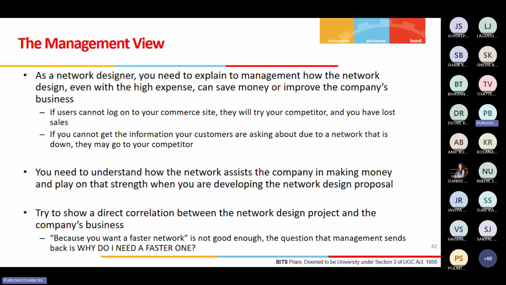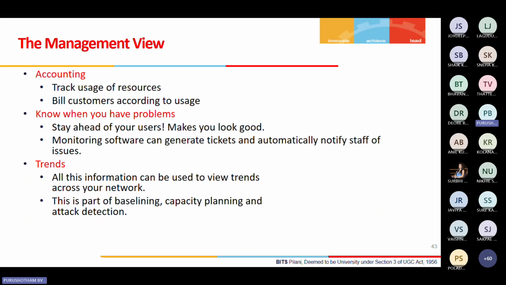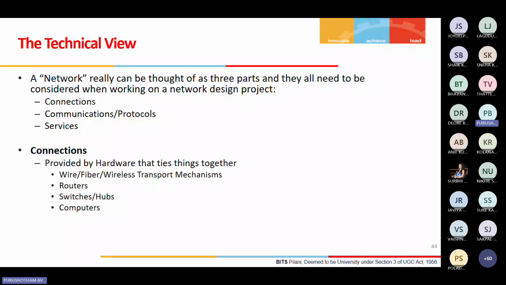As a network designer, you need to explain to management how the network design is done, even with the high expense, and how it can save money or improve the company's business. One needs to understand how the network assists the company in making money and play on that strength when you are developing a network design proposal. Try to show a direct correlation between the network design project and the company's business. It will also involve accounting. Know when you have a problem. So these are things on trend analysis: which is more important in the market and what is to be given priority.